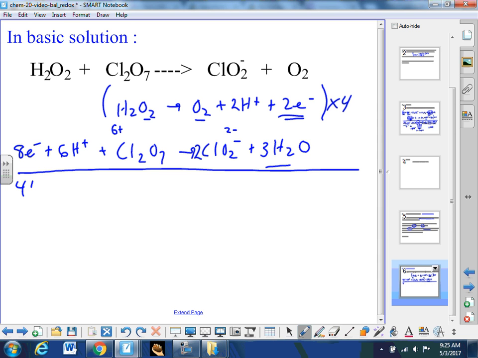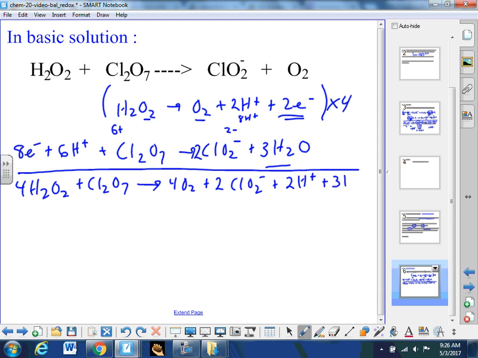So here we've got 4H2O2 plus Cl2O7. And in terms of hydrogen ions, we're going to have 8 hydrogen ions on the reactant side, only 6 on the product side. So hydrogen ions will end up on the product side. No waters on the reactant side. That'll then give us 4 oxygens plus 2 ClO2 minuses and 2 hydrogen ions and 3 water molecules. So this is a balanced half reaction as if it was acidic.